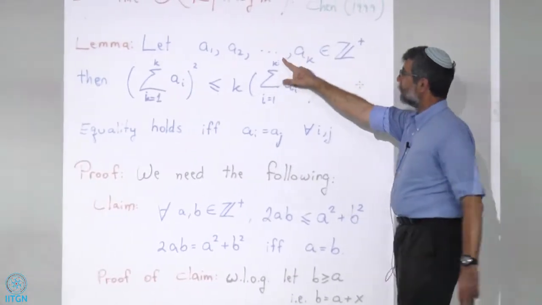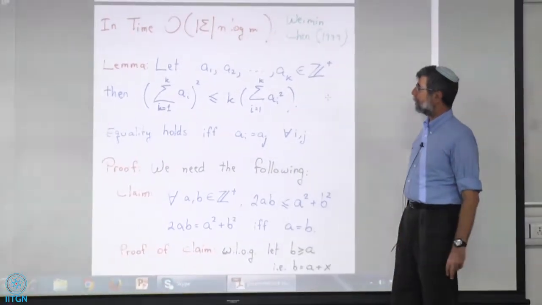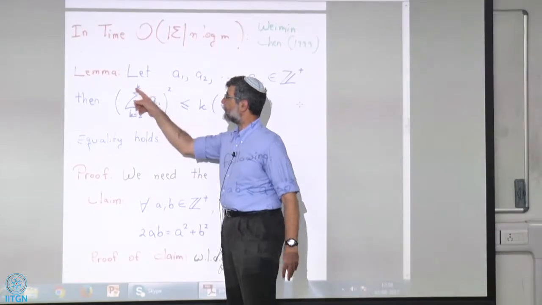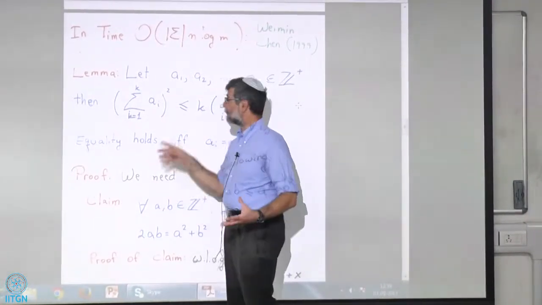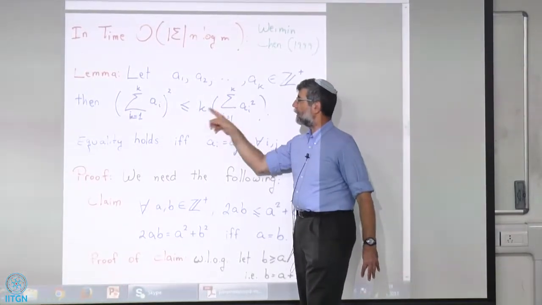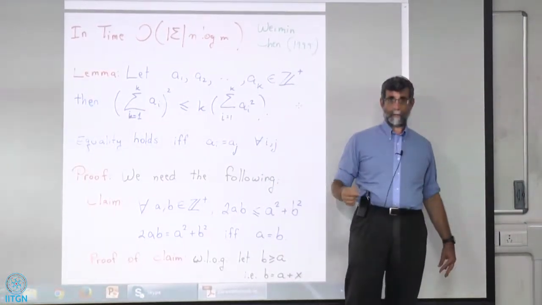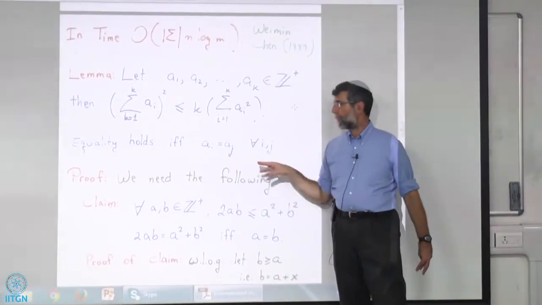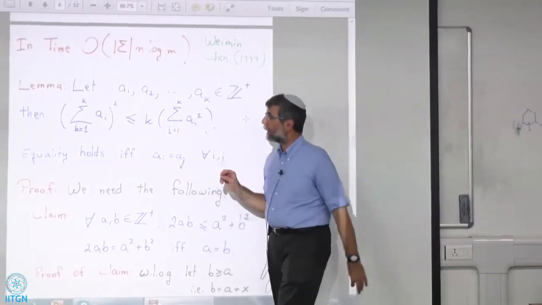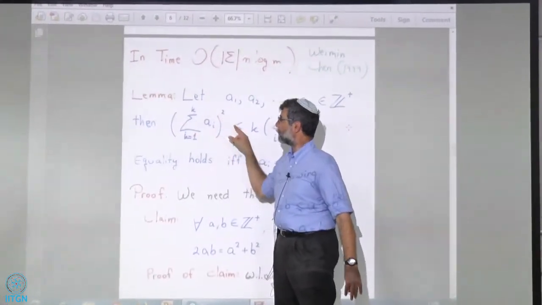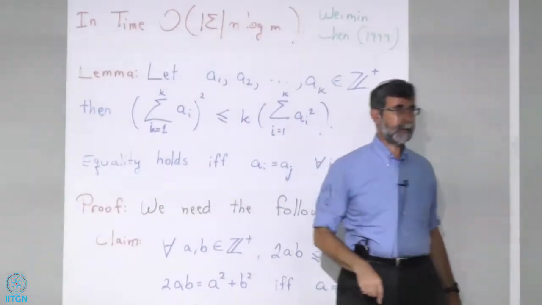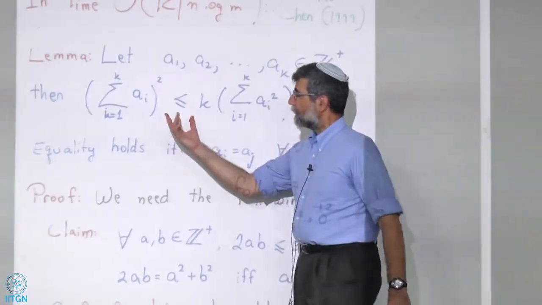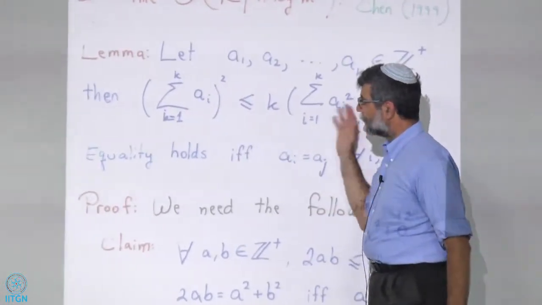So he's saying the following. Suppose that I have a bunch of integers, a1 through ak. Then he says that it's always the case that the sum of these k integers squared, so add them all up and square, is going to be less than or equal to k times the sum of the squares. So that is always the case. And the equality holds if and only if all of them are equal. If all the numbers are equal, then in fact the sum of the k numbers squared is equal to k times the sum of the squares.